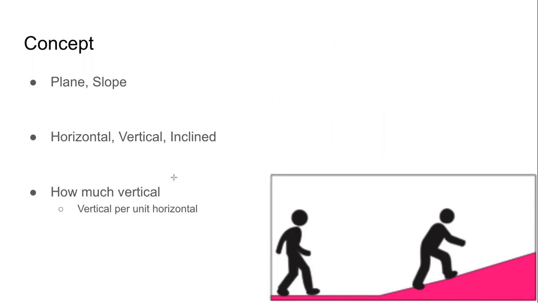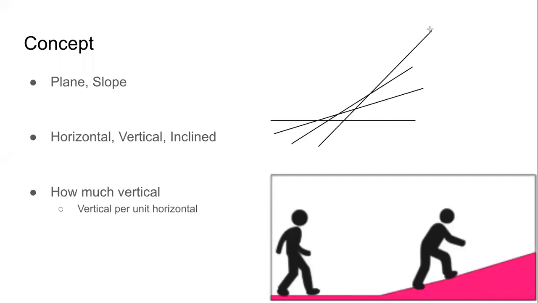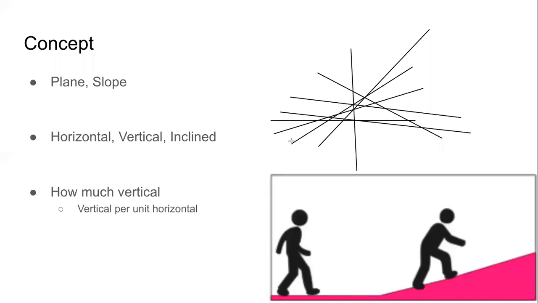But if we try to understand it mathematically, this is very important. Pay attention. The meaning of slope is how one slope is different from another slope, how much vertical. That is the interesting part. Is the line like this? Or is the line like this? Line like this.